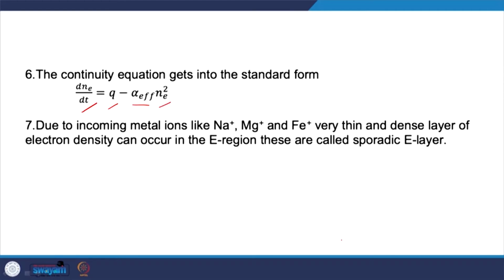Due to the incoming metal ions such as Na plus, Mg plus, Fe plus, a very thin and dense layer of electron density can occur in the E region, called the sporadic E layer. So this is a very important concept in ionospheric studies. We already know that due to meteoric ablation, a lot of metallic species are available in the mesosphere, and if they are available as ion densities, these ion densities get added to the densities of the E layer. So this particular E region is called the sporadic E layer.